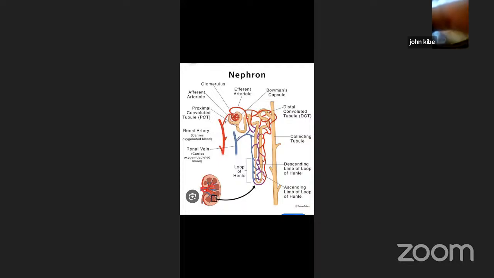Now, what enables ultrafiltration to occur in the glomerulus?